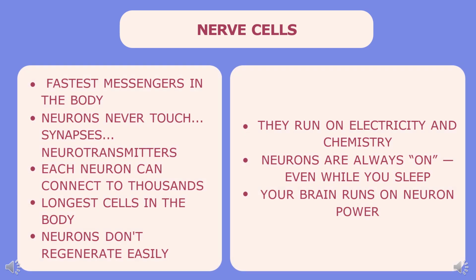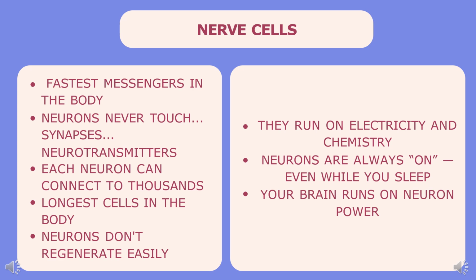Neurons are the fastest messengers in the body, forming the basis of your thoughts, emotions, movements, and memories. These incredible cells run on both electricity and chemistry, firing electrical impulses that travel at lightning speed. But here's the mind-blowing part: neurons never actually touch. They communicate through microscopic gaps called synapses, where neurotransmitters carry the signal from one neuron to the next.